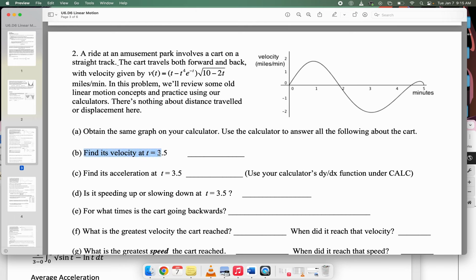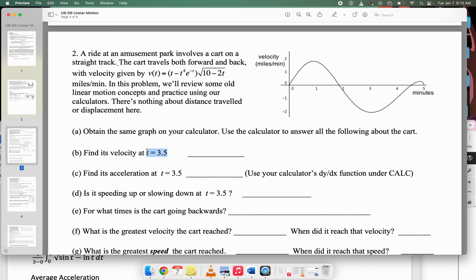Because it says in part B, for example, find the acceleration, or let's even look at part B. So your first step is to obtain the same graph in your calculator. Punch this into your calculator, change your window so that it matches this window, like your y value is going from -2 to +2, and your x value is going from 0 to 5. Okay, try to get that on your screen. If it's not working, you can't figure it out, use Desmos. Okay, don't get hung up on the problem just because your calculator is being stupid.